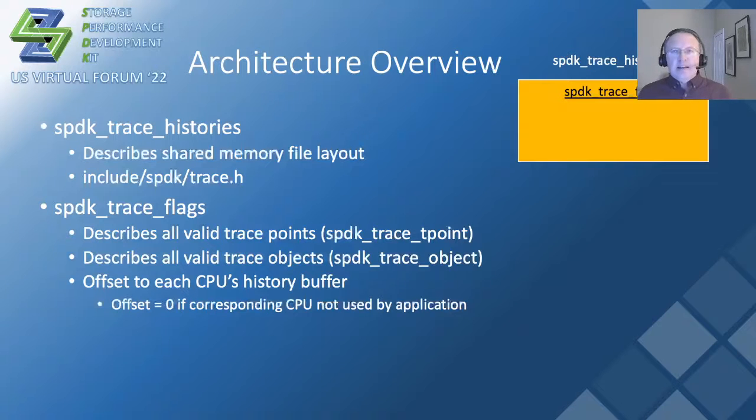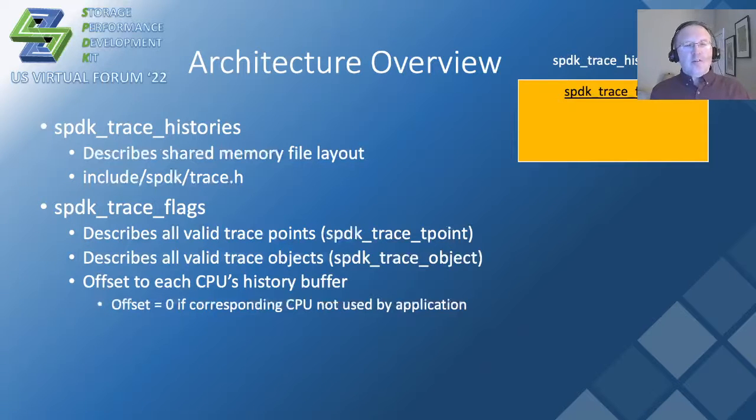Then at the beginning of that file, we have SPDK trace flags. This is going to describe all the valid trace points that we have in this application. So it'll say we have 1 trace point called bdev IO start, we have another one called bdev IO end, and it's going to go through all of those.